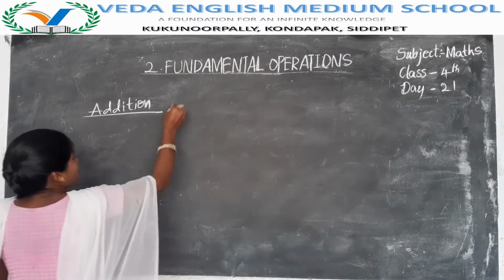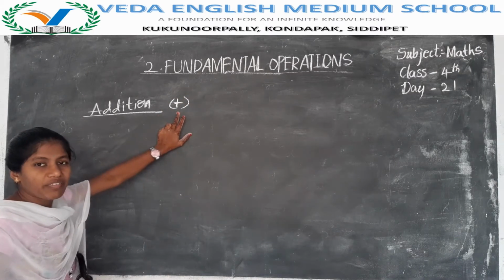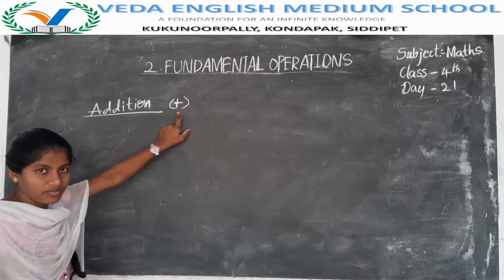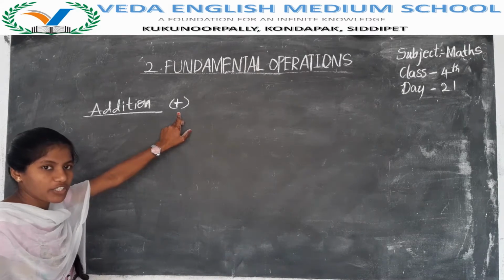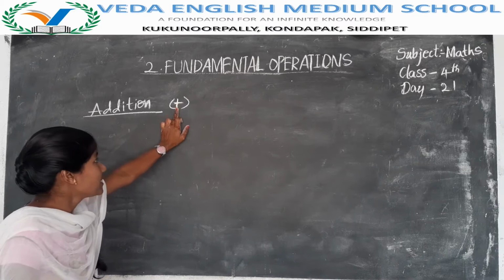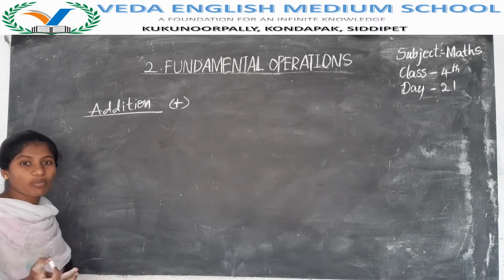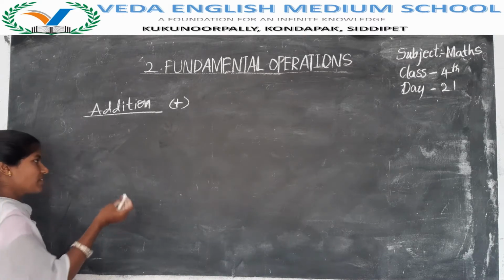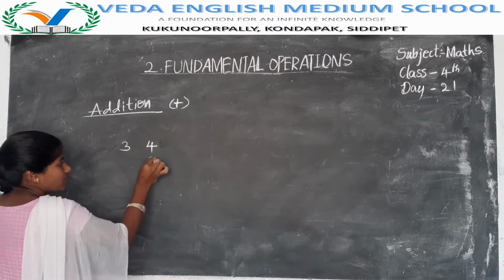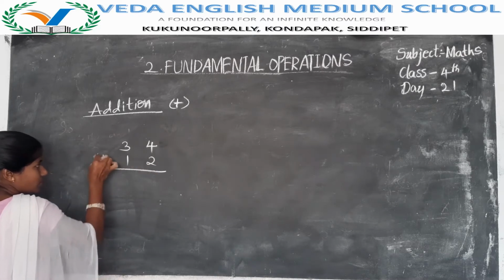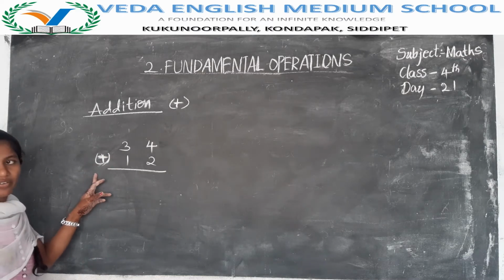And for addition we will use one symbol. It is called plus. This symbol we will use for addition. Just now I said the combining of two or more numbers. For example, here I am taking two-digit numbers: 34 and one more, 12. Here we have to use this plus for addition.